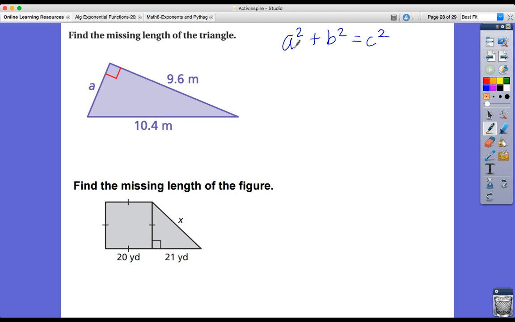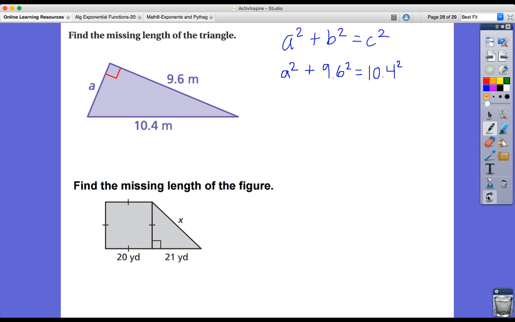So now we just have to put them in the right place in A squared plus B squared equals C squared. So obviously A we don't know, so we just have A squared plus, we decided 9.6 is our B, so we put 9.6 squared here, and then it needs to equal whatever C is squared. C is 10.4, so we have 10.4 squared here. This looks a lot like what we did with the hypotenuse, except now we have something on this side and something on this side that we can simplify. We're going to go through the steps the same way.